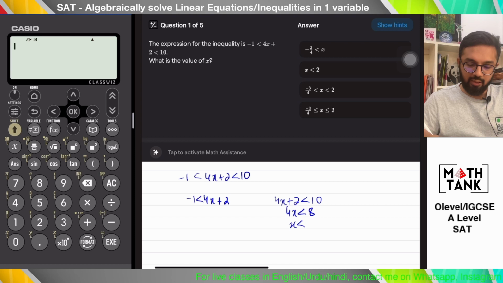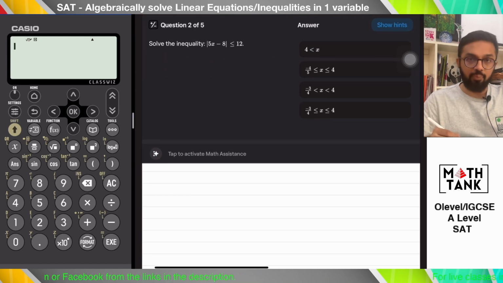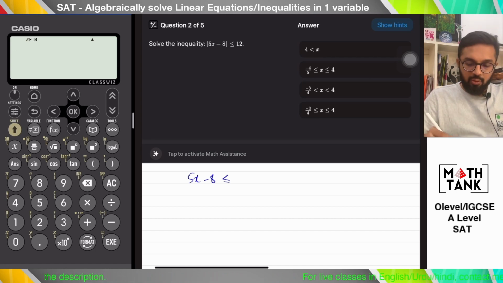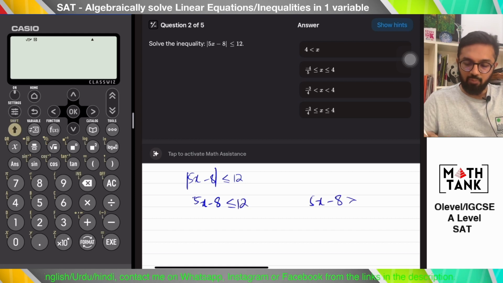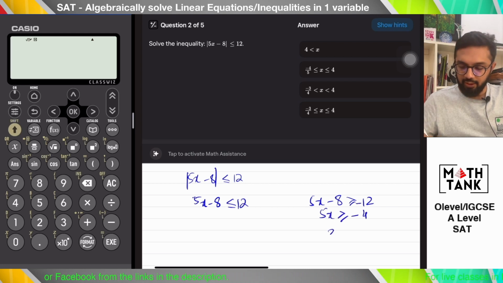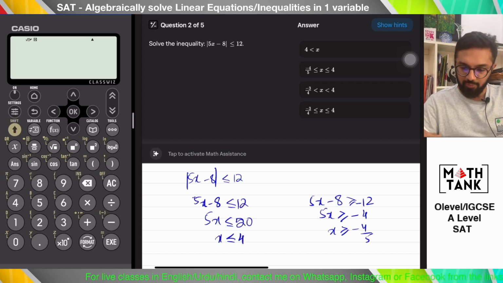For x is less than 8, x is less than 2, and minus 3 for x is greater than minus 3 over 4 and less than 2. With modulus inequalities, the simple idea is that you have two possibilities when you remove the modulus, one with a plus and one with a minus, but when you put a minus, remember to flip the inequality. So 5x is greater than or equal to minus 4 and x is greater than or equal to minus 4 over 5. 5x is less than or equal to 20 and x is less than or equal to 4. So that should be my final answer.